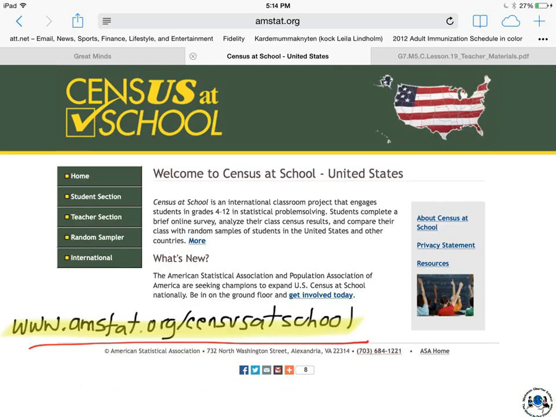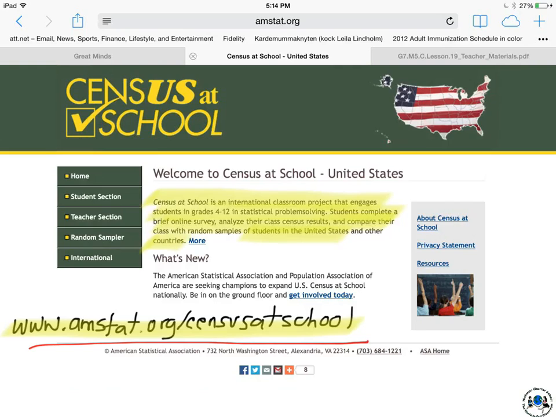Really, really neat. What they do there is they actually have kids collecting data from their own schools. So you can see right here it says that the project is an international classroom project that engages students in grades 4 through 12 in statistical problem solving. Students complete a brief online survey, and then they analyze their class census results and compare their class with random samples of students in the United States and other countries.